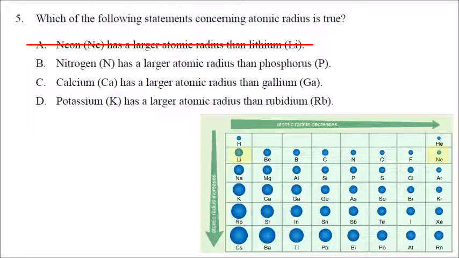For nitrogen and phosphorus, they are located in the same group, but phosphorus should be larger than nitrogen. So choice B is incorrect. Potassium and rubidium are also located in the same group, but rubidium should be larger than potassium. So correct answer is C. Calcium and gallium, which are in the same period, calcium should be larger than gallium because it is further to the left and size decreases from left to right.